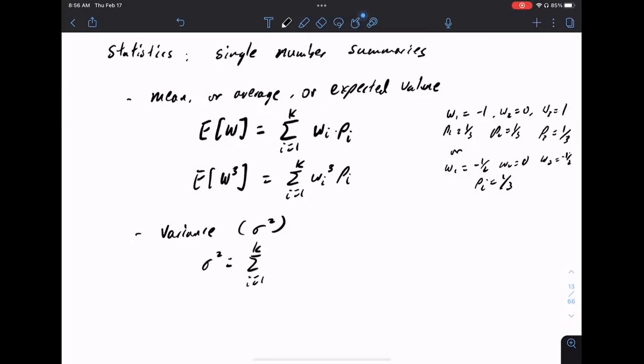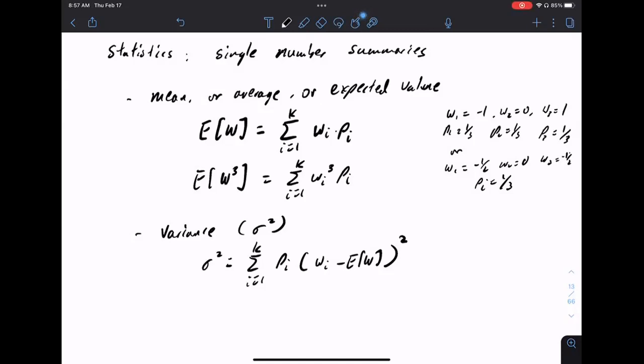This is summing over the probability times the value minus the mean, squared. So what this says is you take a value, you subtract the mean away from it, and you square this. Then what you look at is how far away you are from the mean. This is called the variance. A bigger variance means your distribution is more spread out. A smaller variance means a more compact distribution.